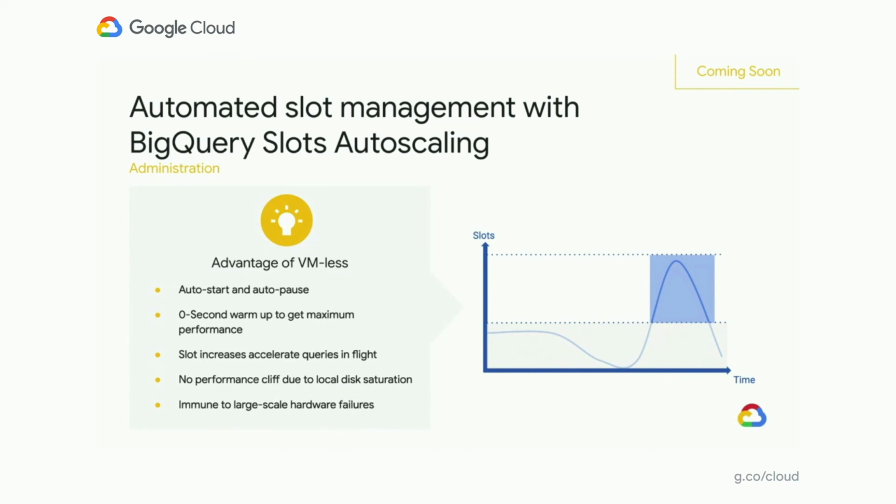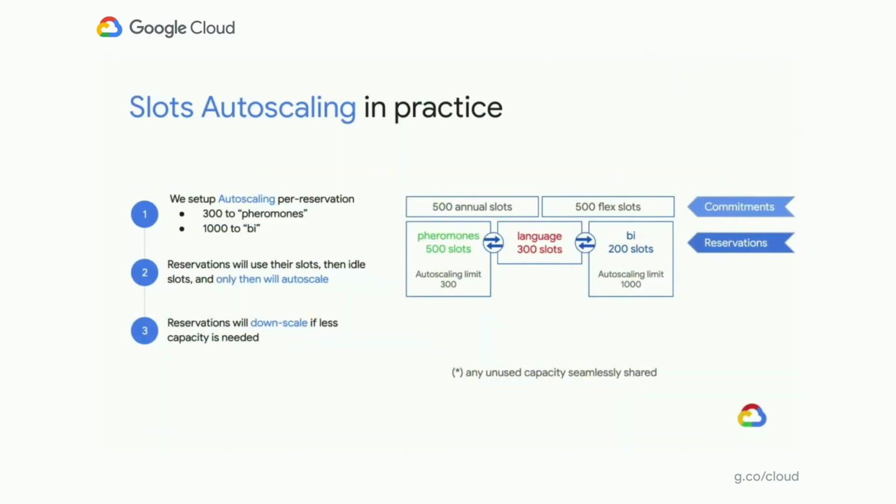So let's talk about slots autoscaling a little bit more. All we're doing here is adding one additional variable to the reservations configuration. It's called max autoscaling limit. Let's walk through this example. For the Pheromones reservation, we set the autoscaling limit to be 300. And for the BI reservation, we set the autoscaling limit to be 1,000. We did this per reservation; that's where this configuration lives. But we didn't enable this on the language reservation.